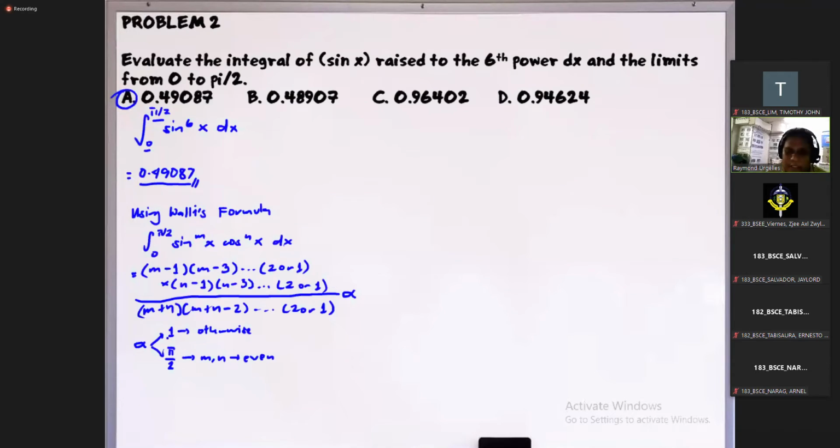Now, exemptions natin is if m is equal to n, if m is equal to 1, or n is equal to 1, okay, nakuha ba?